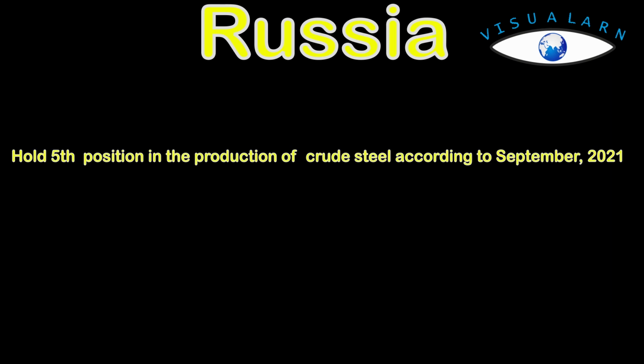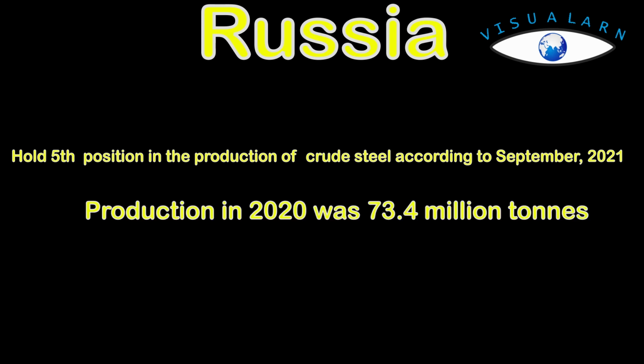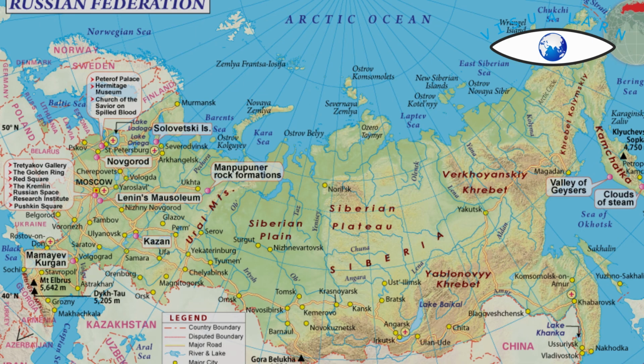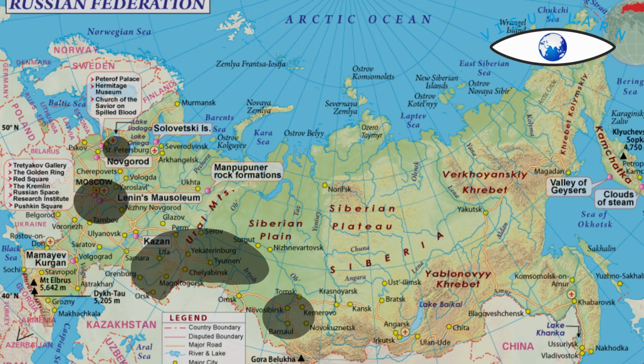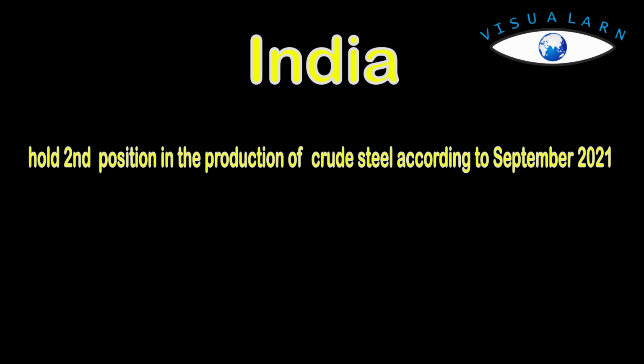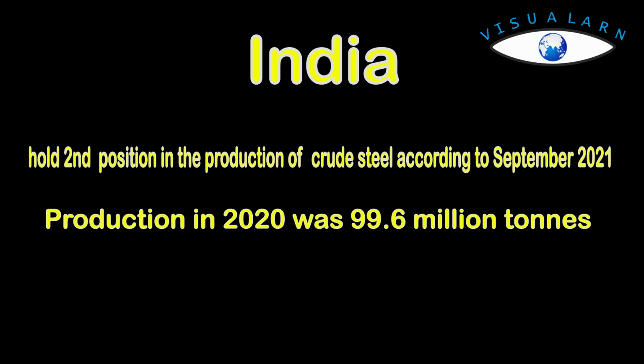Russia holds fifth position in the production of crude steel according to September 2021. Production in 2020 was 73.4 million tons. Major producing areas are Ural region, Kuzbas region, Moscow-Tula region, St. Petersburg region.